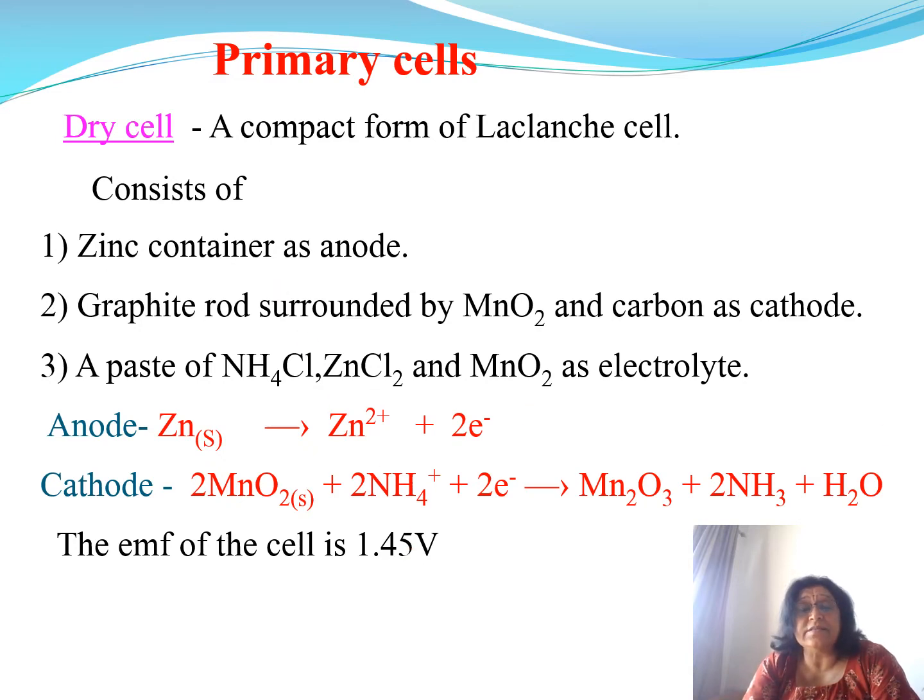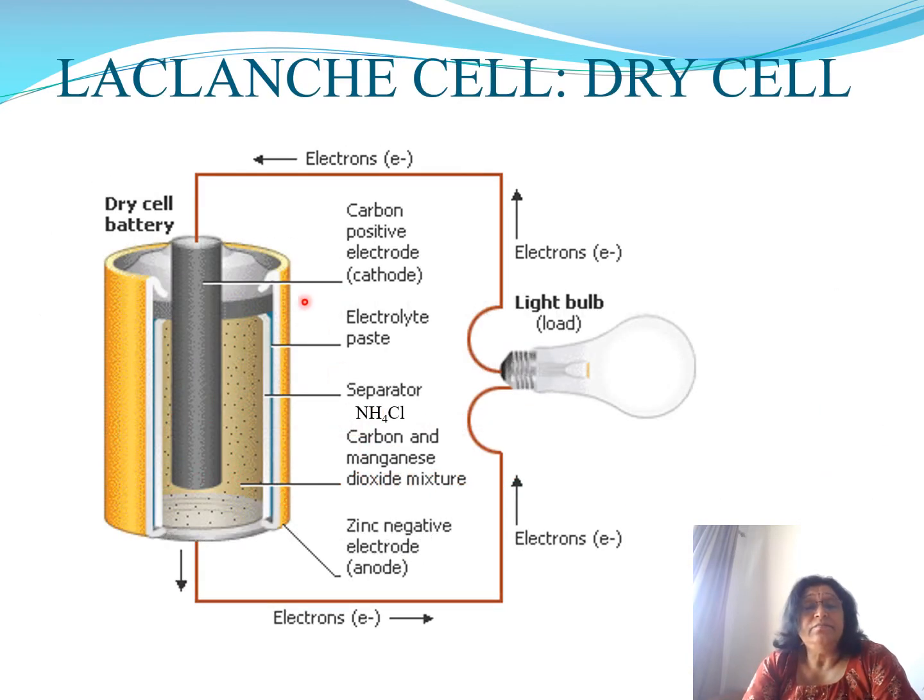Okay, let's see the structure of this. So this dry cell battery that you see is a Leclanche cell. The electrons are flowing from anode to cathode, and here zinc is the anode. The zinc outer covering, the gray covering, develops a negative potential, so it is a negative electrode and it is the anode.